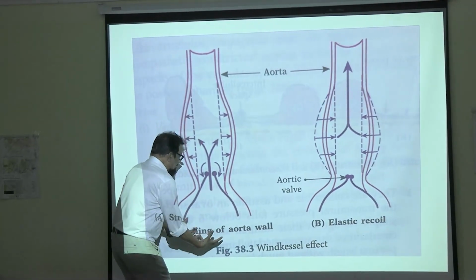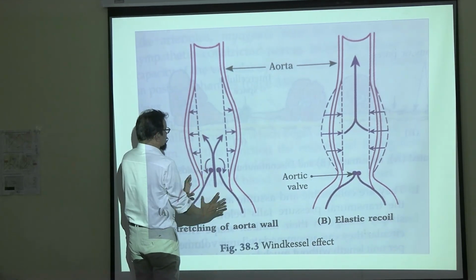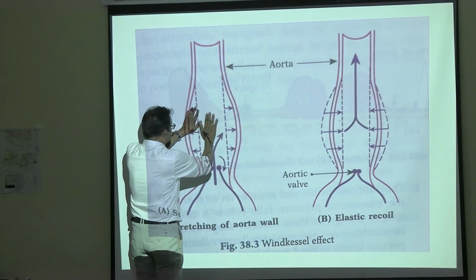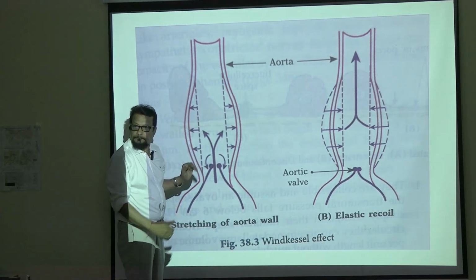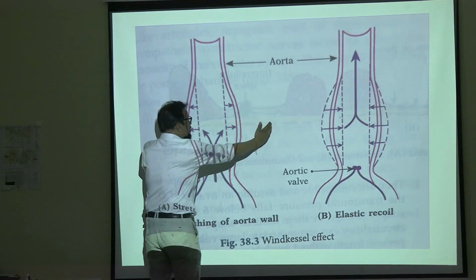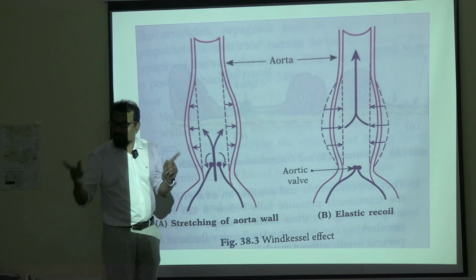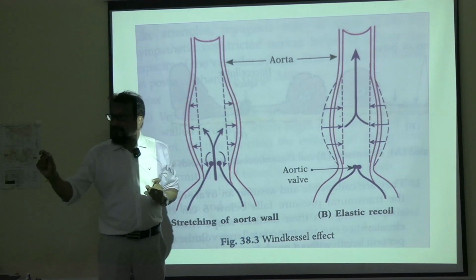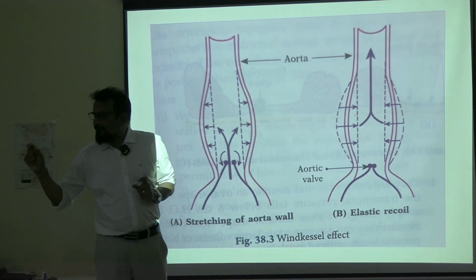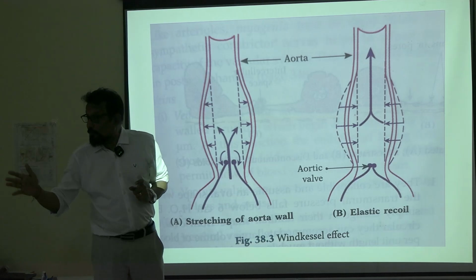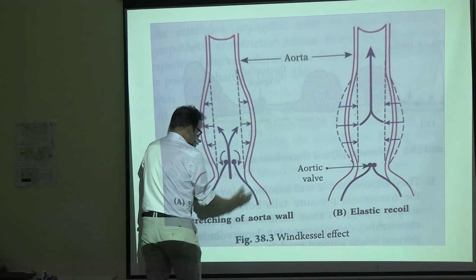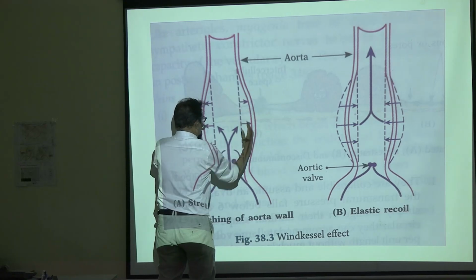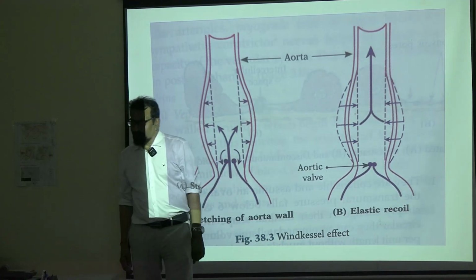So what happens? The ventricle has ejected some amount of blood during systole. So now this aorta is distended, because its wall is elastic in nature. It has a thick elastic layer. The outer layer is very thick and has more collagen, and as a result, this will be thickened. So all the 70 ml of blood is actually accommodated here.